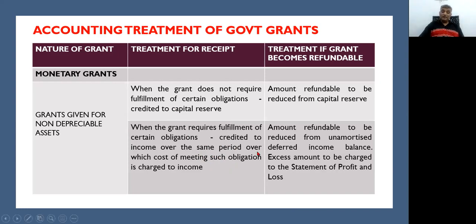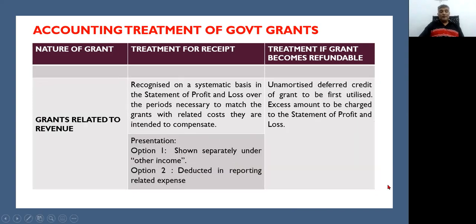Now, what happens if that grant becomes refundable? Same principle. The amount refundable is to be reduced from the unamortized deferred income balance, and the excess, if any, will be charged to the P&L account. Similar treatment only.